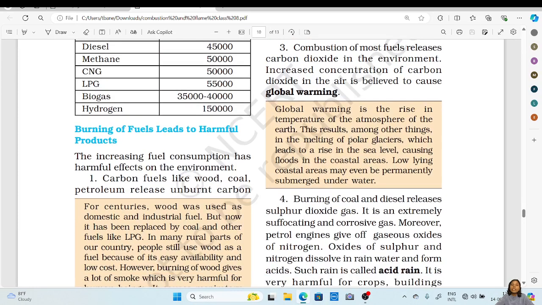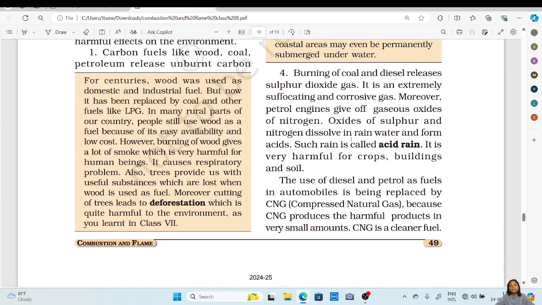Now what is global warming? Global warming is the rise in temperature of the atmosphere of the earth. Okay, so here what happens is, when the temperature rises, the glaciers will start melting. That will result in flooding in the coastal areas, or the sea level will eventually rise. Sometimes that level will rise so much that it can submerge any low-lying coastal areas that are present.